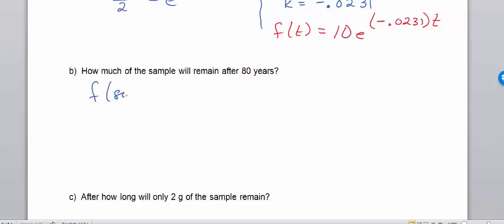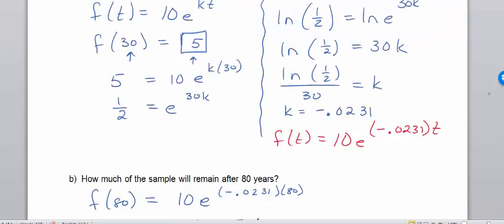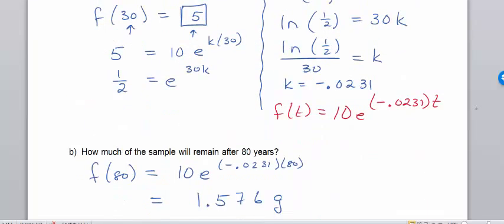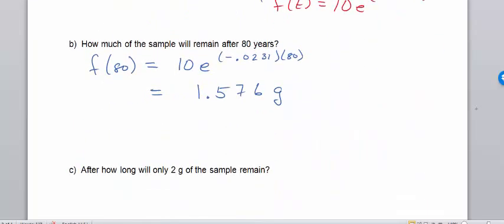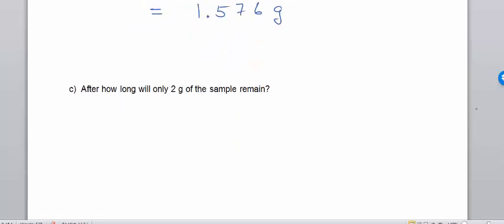So our function of 80 years is just going to be 10 times e to the negative 0.0231 times 80 as our exponent. When you plug that into your calculator, you're going to get 1.576 grams left of our cesium, I believe is what we're talking about here. So 80 years, we started with 10 grams. After 80 years, we just have 1.576 grams. Let's take it the reverse way and say, hey, instead of doing a time, let's talk about what if we only have 2 grams left.